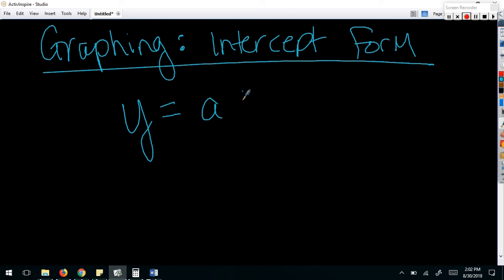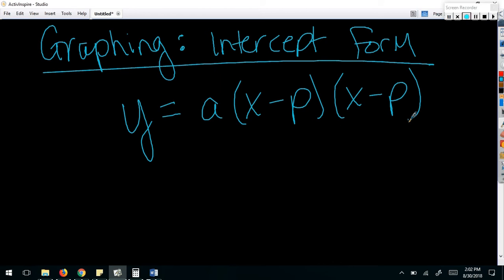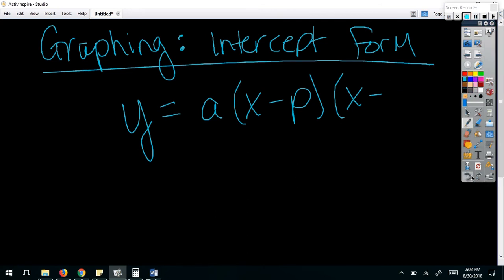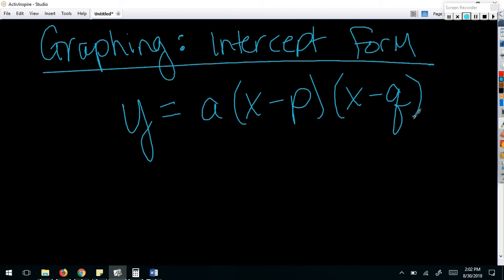Again, with the A, tell me what A does to the graph. Tells you if it's up or down. What else? How wide it is, right? Skinny, wide, average. Uh-oh, one of those should be a Q. Sorry, it's been a long day.